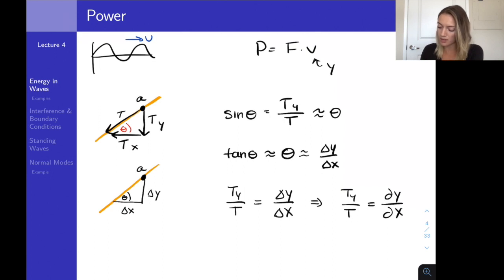We can solve for the y component, right? So now we have that Ty is equal to the tension times partial y partial x. And we know also that the y component of tension is in the negative direction, right? It's pointing downward here if we're looking at this piece. So we're just going to put in a negative sign there.